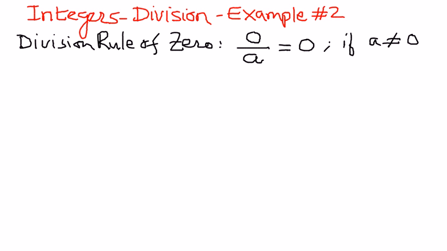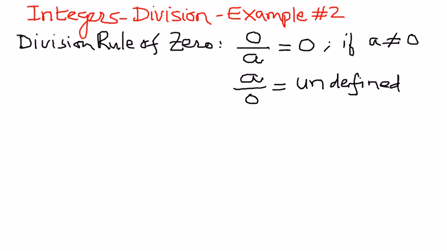On the other hand, if we have any value a and we divide by 0, the second rule is telling us that number will be undefined. We cannot find the value of that. We'll call that undefined.